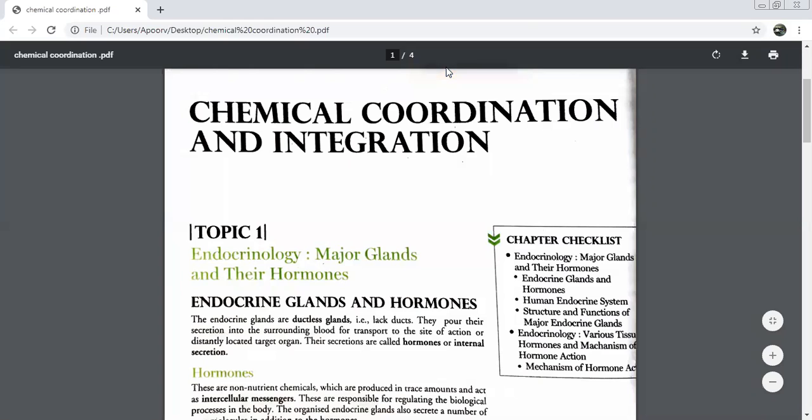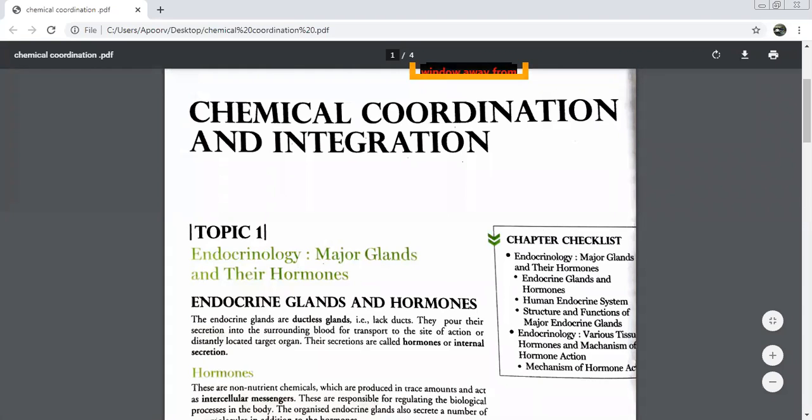I hope everybody knows endocrinology. Tell me, what is endocrinology quickly? The branch of biology that deals with the change in hormones. Excellent. And the doctors who deal with diseases related to endocrinology? Endocrinologist. Excellent. Let's study now.